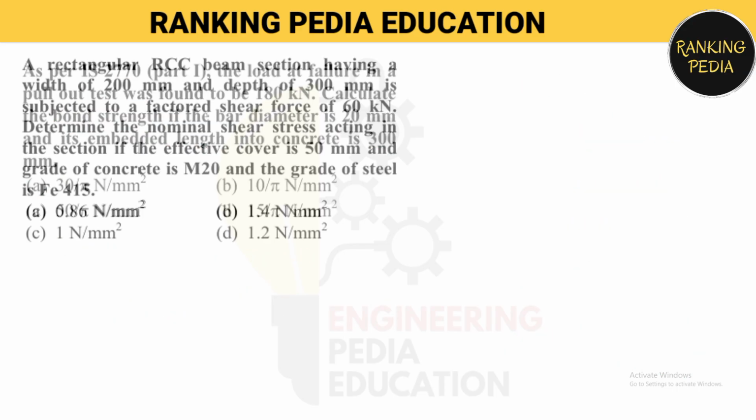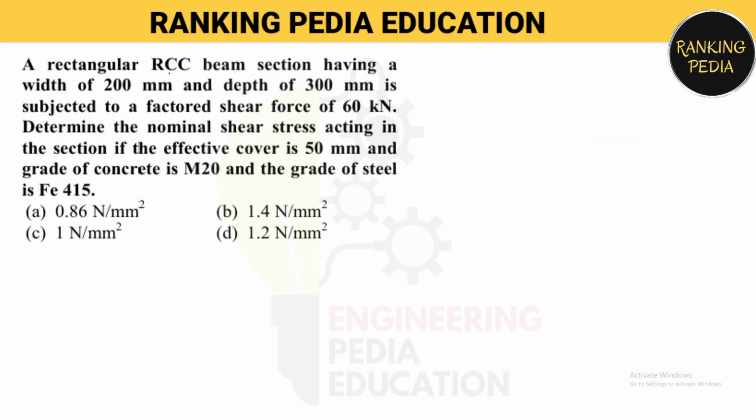Next question: a rectangular RCC beam section having a width of 200 millimeter and a depth of 300 millimeter is subjected to a factored shear force of 3 kilonewton. What do we have to determine? We have to determine the nominal shear stress acting in the section, if the effective cover is 50 mm, the grade of concrete is M20 and the grade of steel is Fe415.